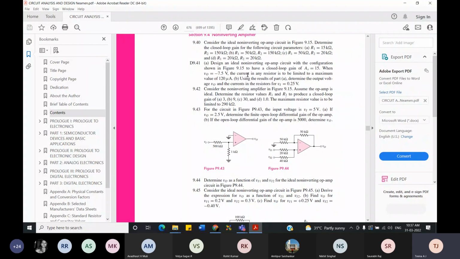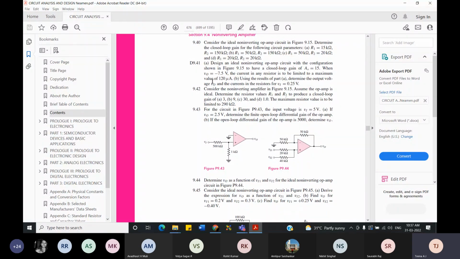Okay. See, what is the output? The gain is already given, it is 15, and the input is also given, it is 0.25. So output is gain into input, so it will be 3.75, I think. That is the output value. See, determine the output voltage first.